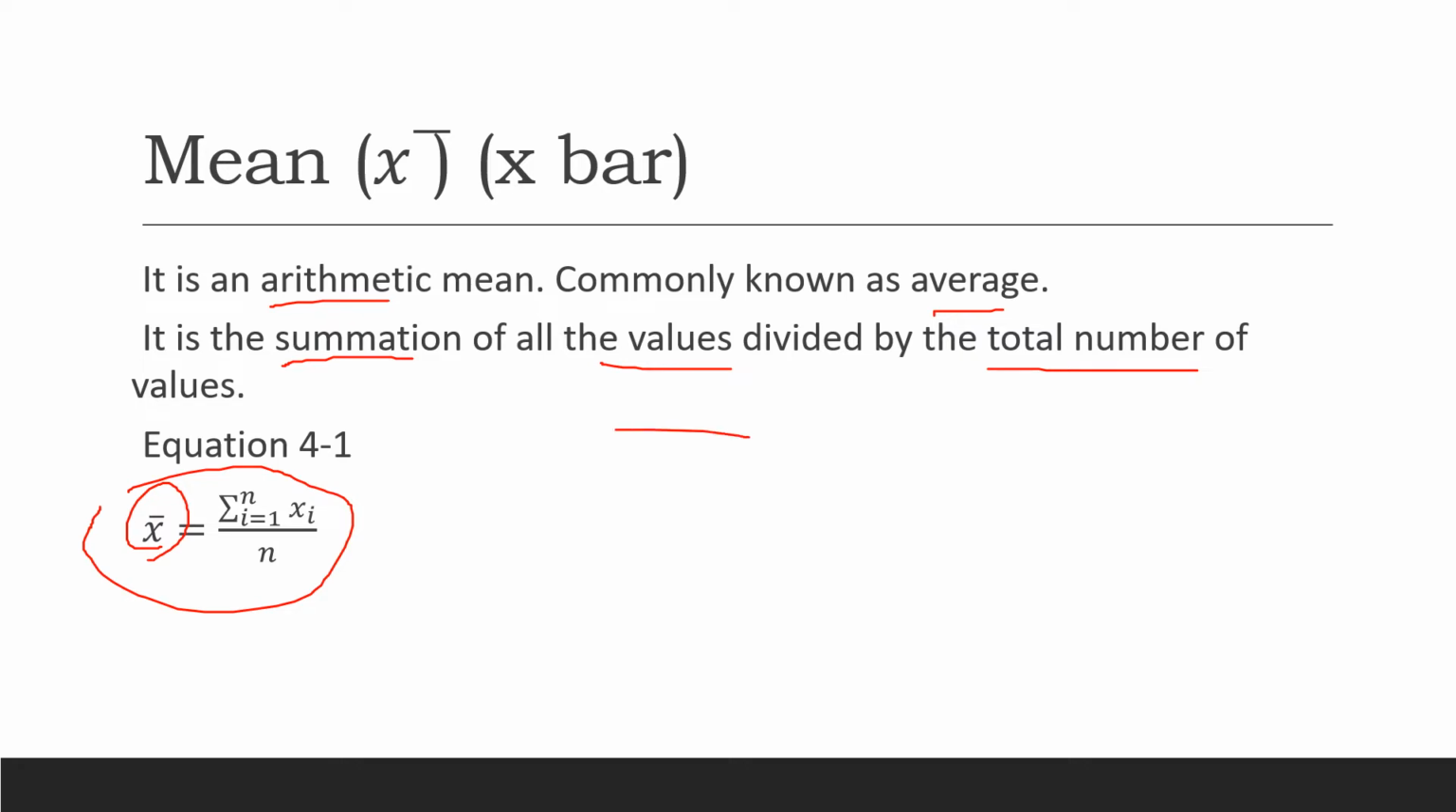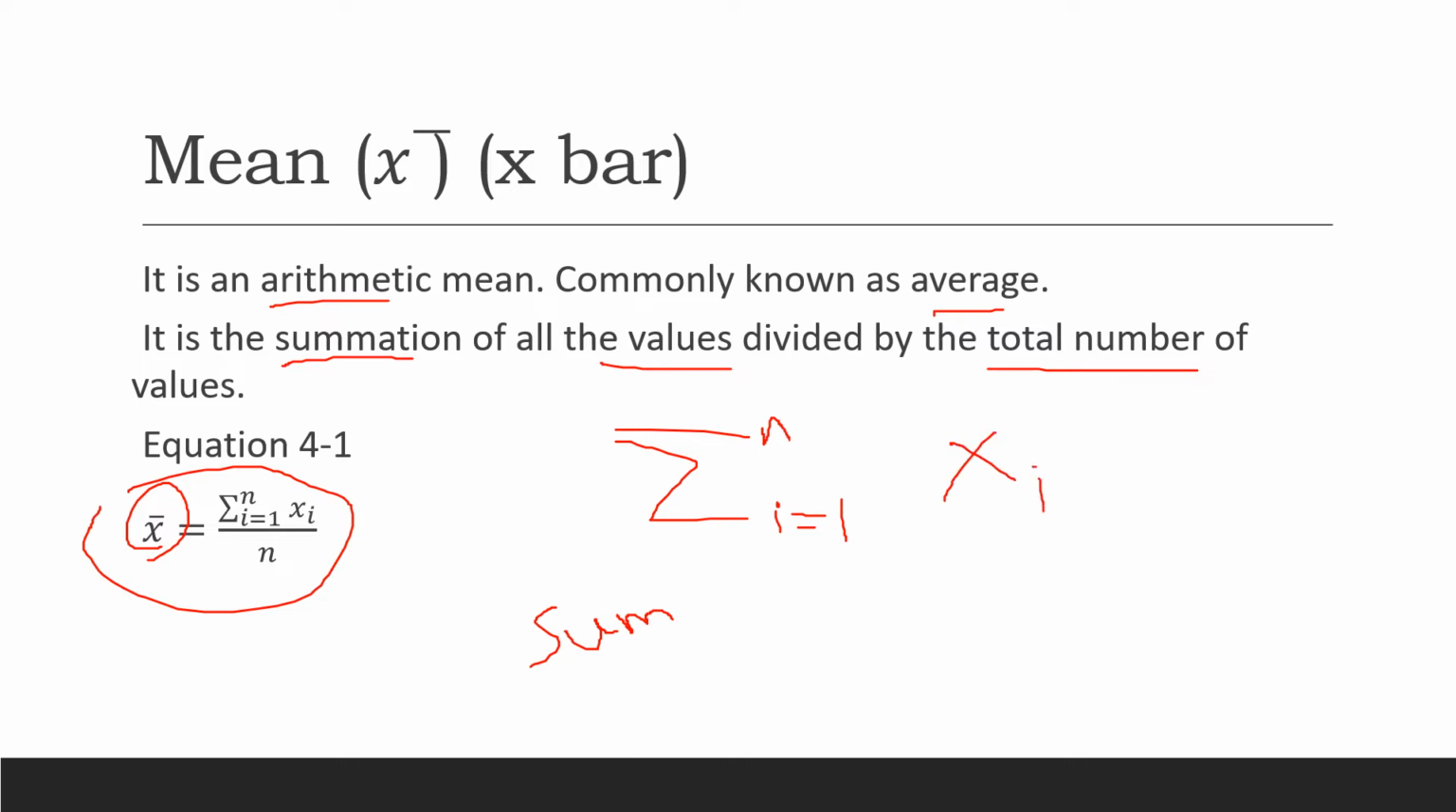This guy is the sum. It's just a Greek symbol. So every time you see that, it means sum. And you're going to add i. We're going to start with 1 and go all the way to n. So sum it up from 1 to n.